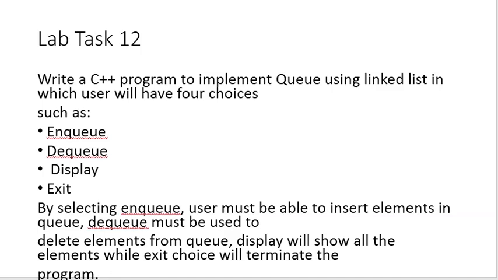Now the lab task is that you have to write a C++ program to implement the queue using linked list, in which you give the user four options: either enqueue, dequeue, display, or the fourth option, exit. If the user selects enqueue, he must be able to insert elements in the queue, dequeue must be used to delete elements from the queue, display will show all the elements, while exit will terminate the program. You can use conditions on it.